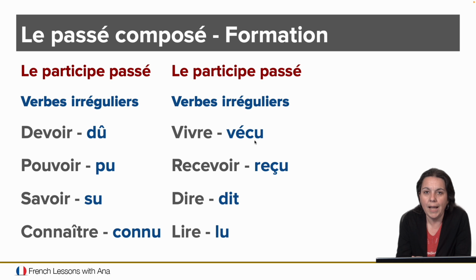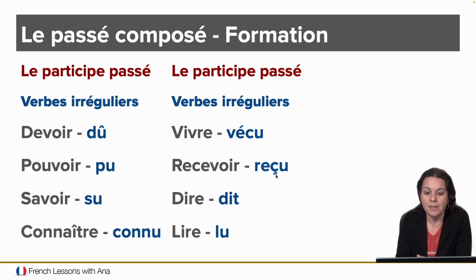Vivre does not have the cédille, does not have a ç. We actually pronounce it as a K. So vécu, and we open the E. Recevoir is the opposite. The E is a silent one. It's re, but it's not recu, it's reçu. And that's why that cédille is there.